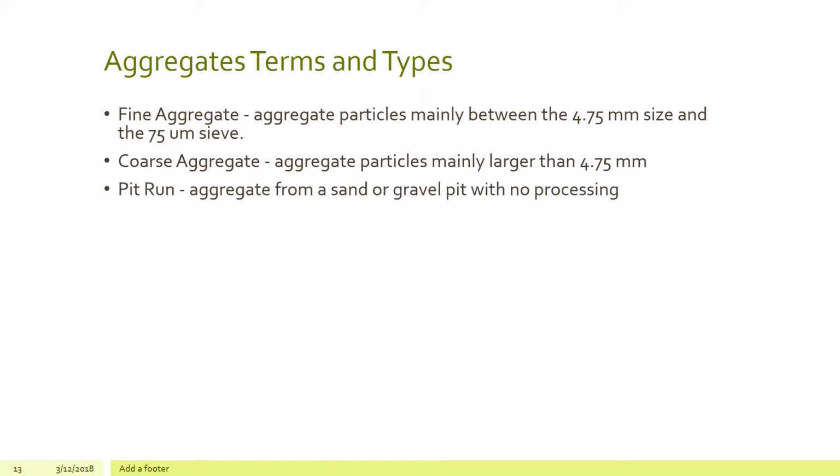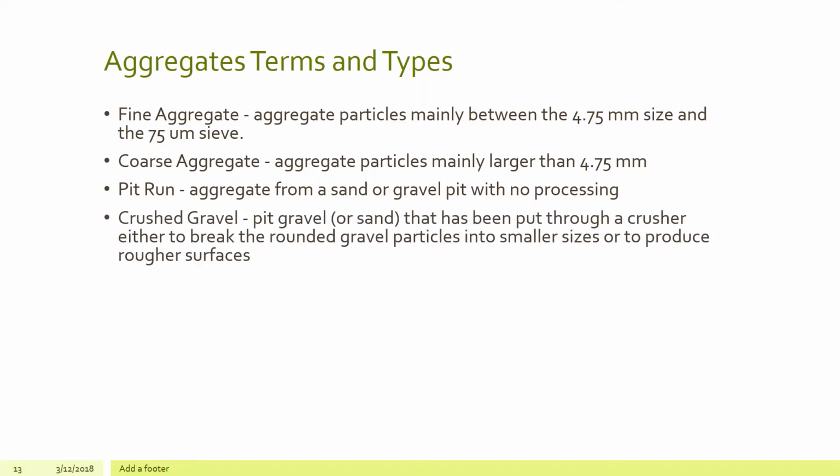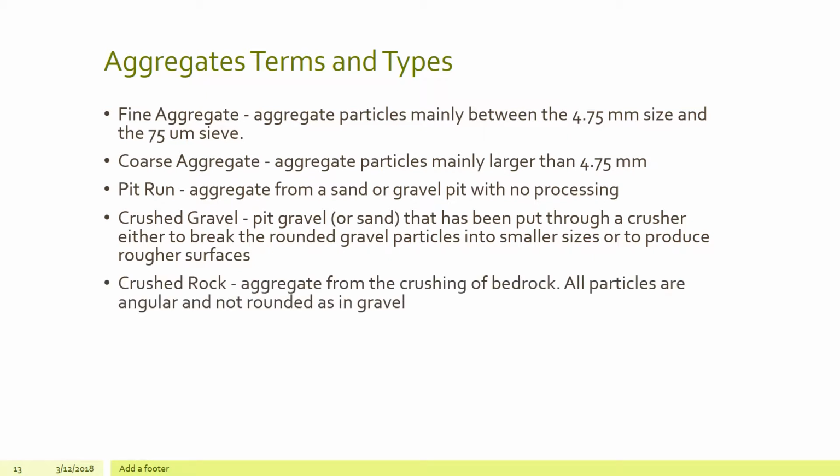We get the pit run, aggregate from a sand or gravel pit with no processing. We get crushed gravel. It's a pit gravel or sand that has been put through a crusher either to break up the rounded gravel particles into smaller particles or to produce rougher surfaces that we may need. Crushed rock, aggregate from the crushing of bedrock. All particles are angular and not round as in gravel.